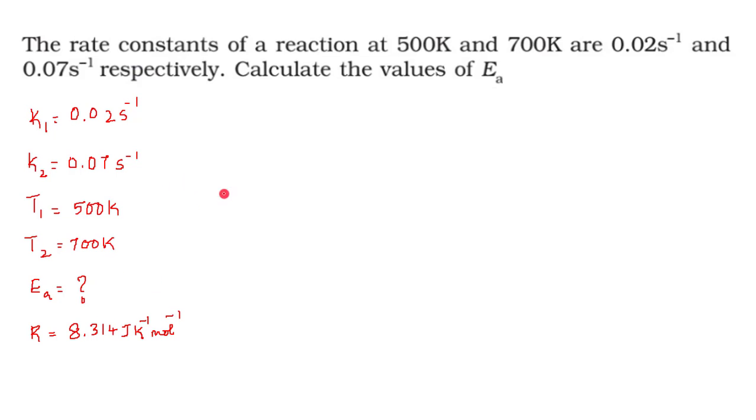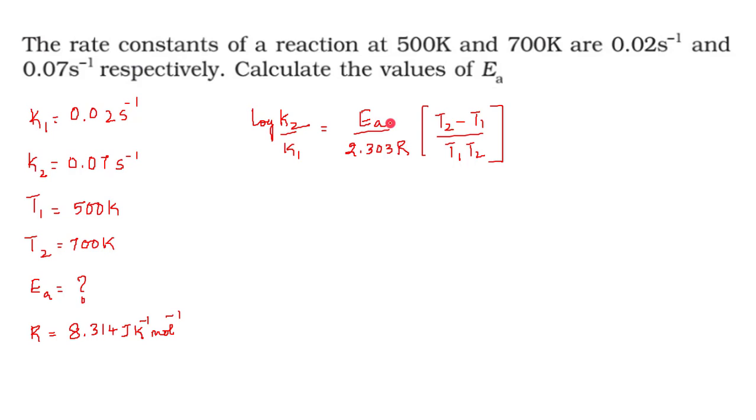So what is the formula to calculate activation energy? Log of K2 by K1 is equal to EA by 2.303 R into T2 minus T1 divided by T1 into T2, right? So this is the relationship to calculate activation energy. The R value, if you multiply here, you will get 19.147. So we'll substitute the given values.